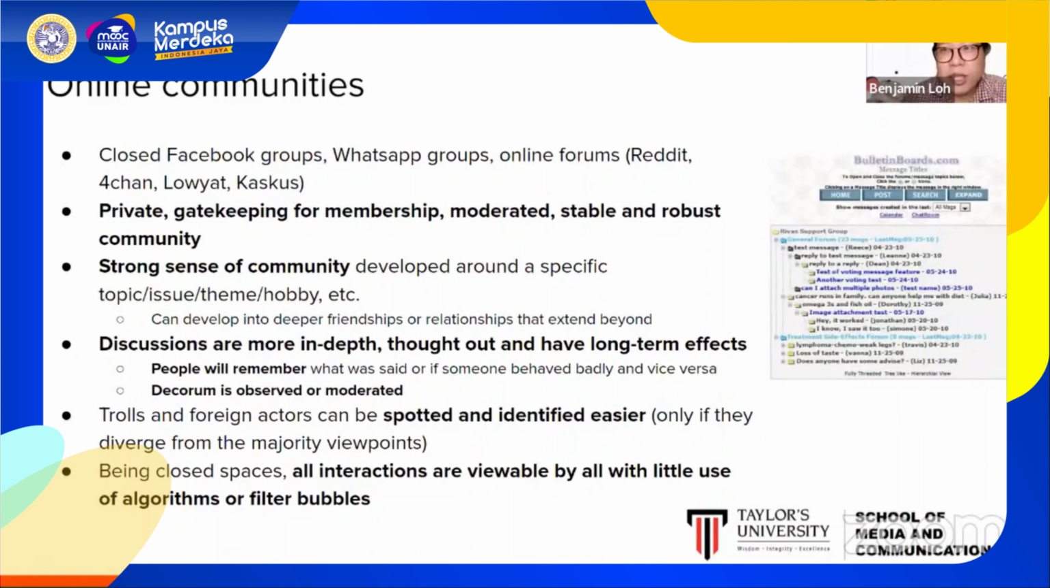And it's especially more obvious if a lot of these political actors post things that are divergent from the majority viewpoints in there as well. It'd be very obvious to go like, why are you even posting in here in that sense? Okay, and so because these are all closed spaces and every interaction that you see is viewable by all, and it is not affected by algorithms or filter bubbles. So that's another major thing that's often plaguing social media as a result of that.